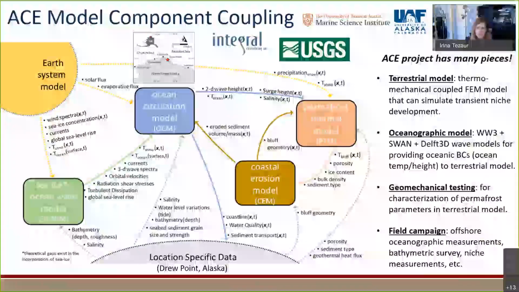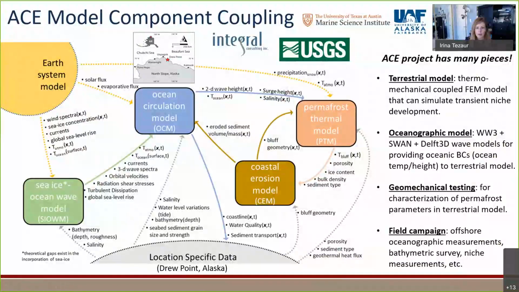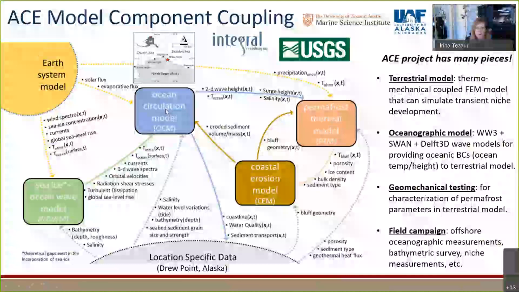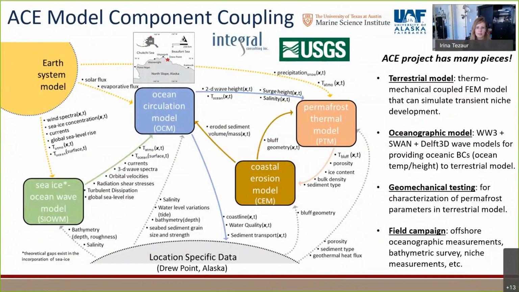So for us, the sea ice ocean wave model, this is WaveWatch 3. So that's a model developed by NOAA. And the ocean circulation model, this is the nearshore model known as the SWAN model, which is tightly coupled to the Delft 3D model. This is developed by the Delft University of Technology in the Netherlands.